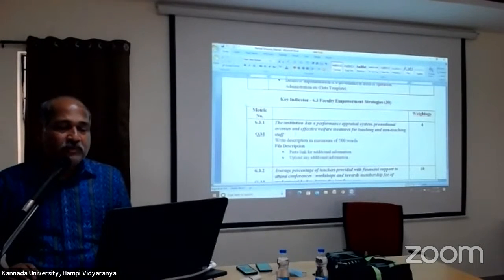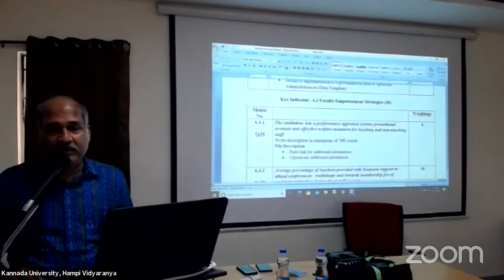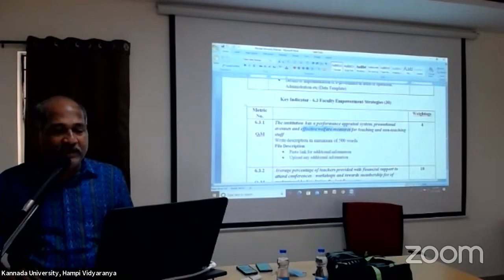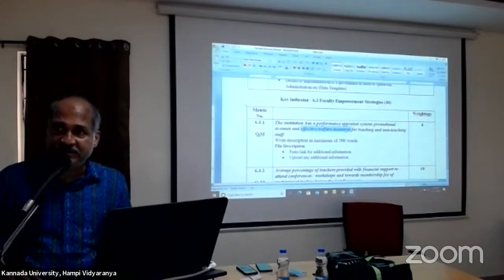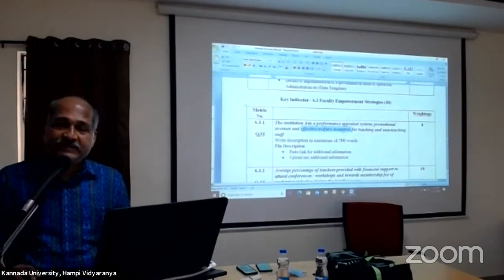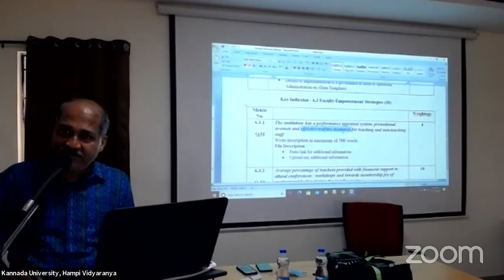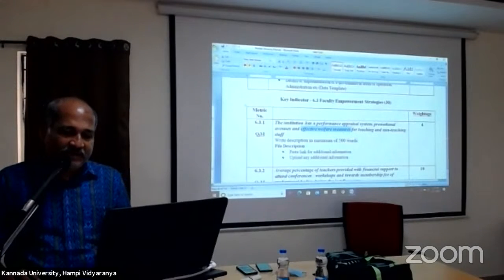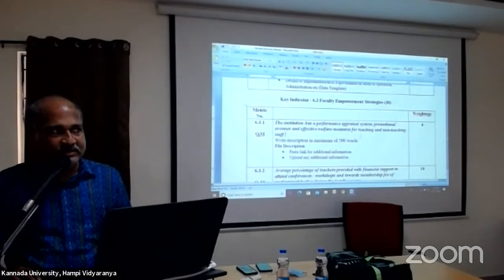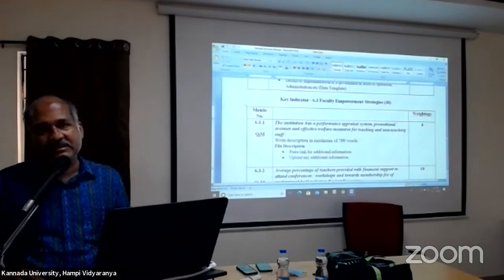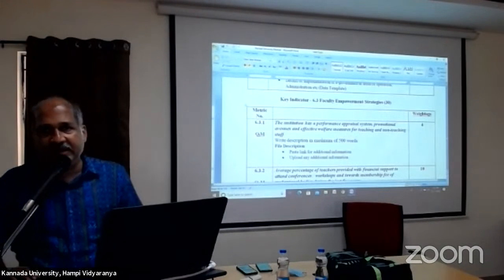What are the promotional avenues, even for the non-teaching staff? Whether there are effective welfare mechanisms for teaching and non-teaching staff, right? What are the welfare mechanisms? Are you giving bonus to the faculty members? Are you giving salary advance during the time of puja and others to the teaching and non-teaching staff? These are all important, effective welfare measures. Of course, this is a qualitative metric.